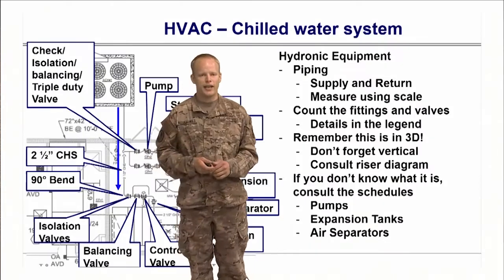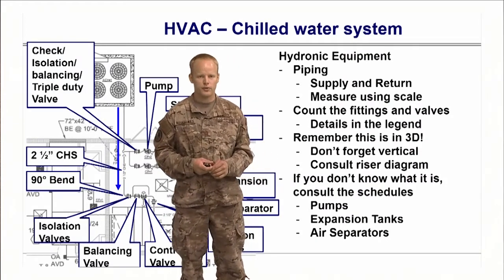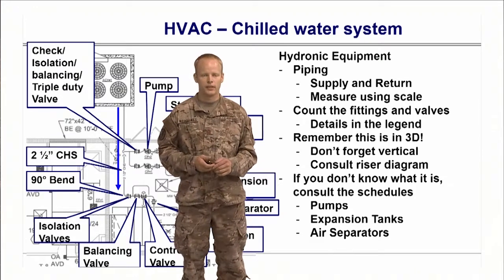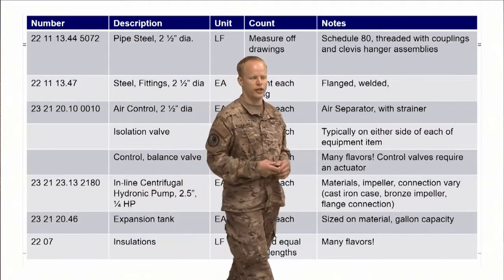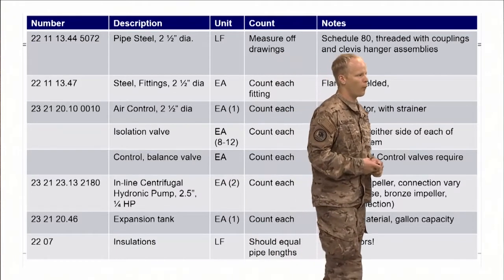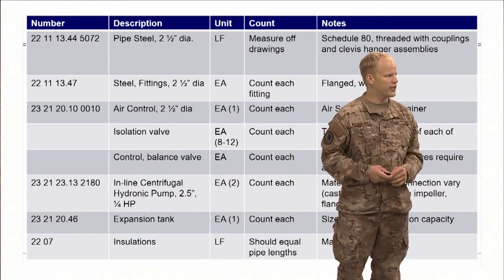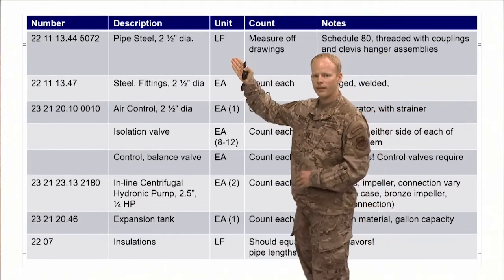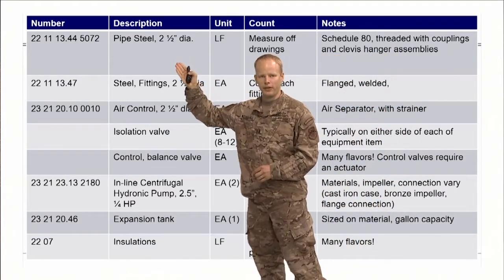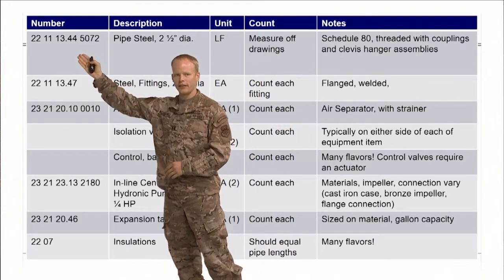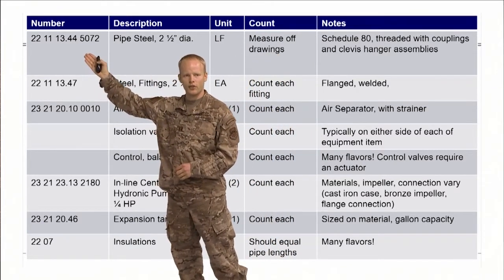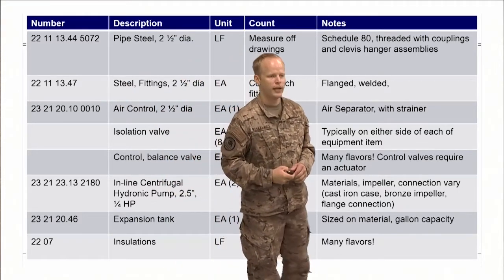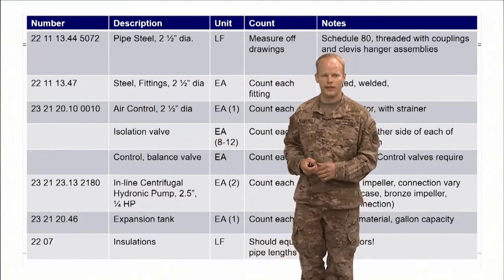So if you don't know what these items are, consult the schedules. They should give you the specifications for them in there. So here's a table, a bit of an eye chart to read. But what I have on here are each of these items. So you can look over here and you see pipe, 2.5-inch diameter. On this far side over here, this number would be the reference to your RS Means. Where am I pulling this from? And we measure this in linear feet.